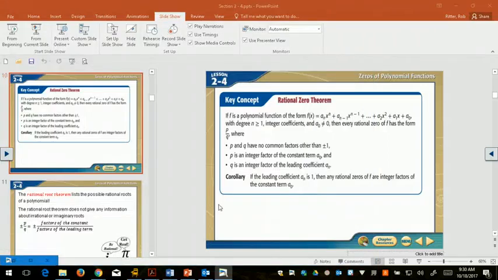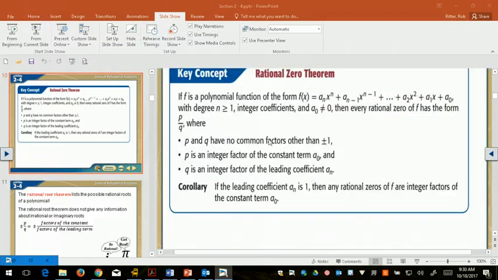Using the rational root theorem to solve polynomial functions and find all the zeros, even the irrational and complex zeros. So we have this. Let's see if I can make it bigger. If a polynomial function is in this form, you're like, whoa, that's a lot of variables. But basically all this stuff is coefficients or exponents except for x, with degree greater than 1, so it's at least linear, or quadratic, or cubic, or quartic, or something higher.